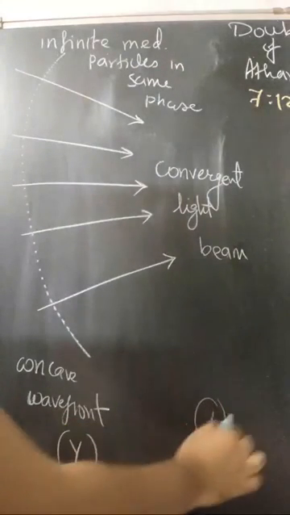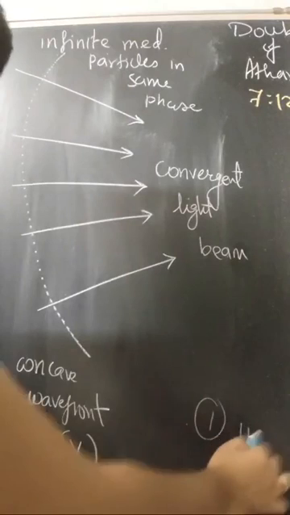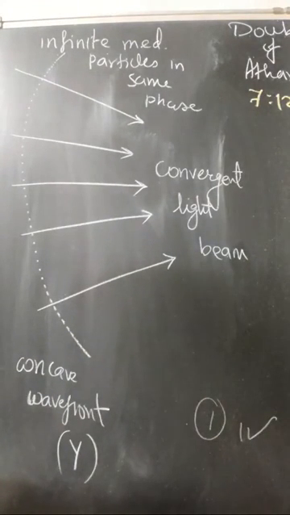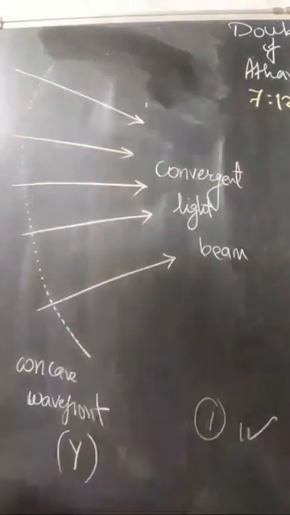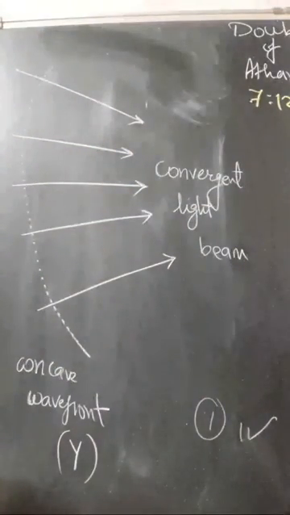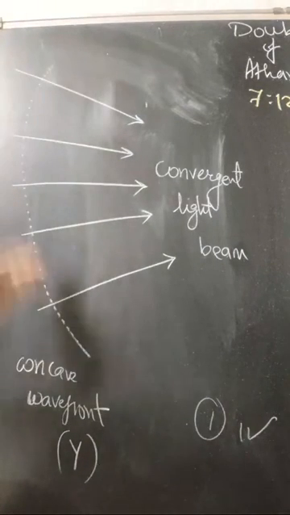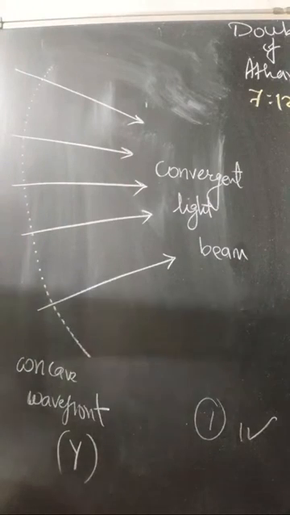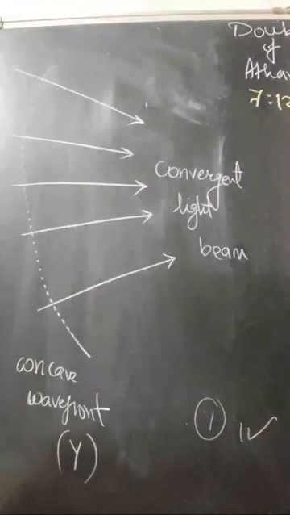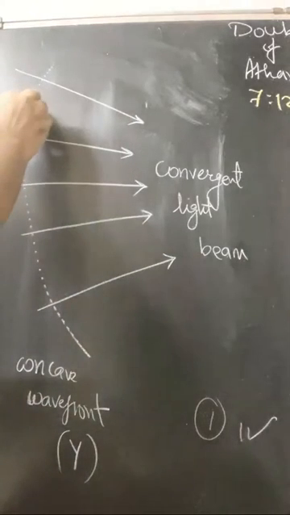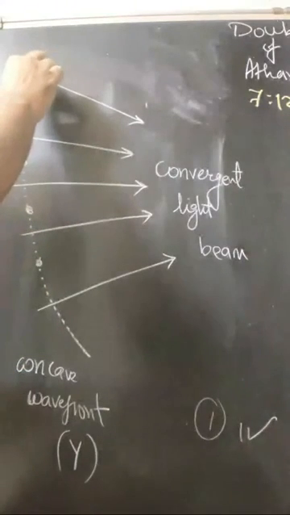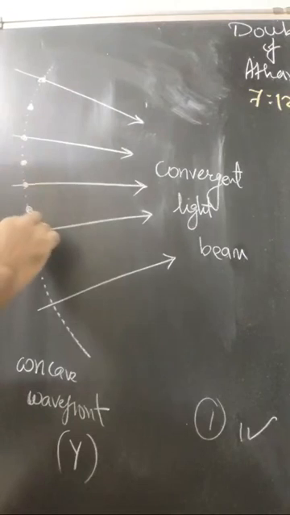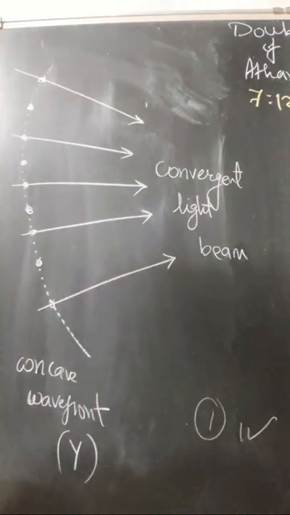Okay, so first question, only one student got it correct. Infinite medium particles in same phase. Alright, now all of you get ready to answer the second question. If this concave wavefront is made up of infinite medium particles which are in same phase, and if I mark particles randomly anywhere, what are these marked particles called?